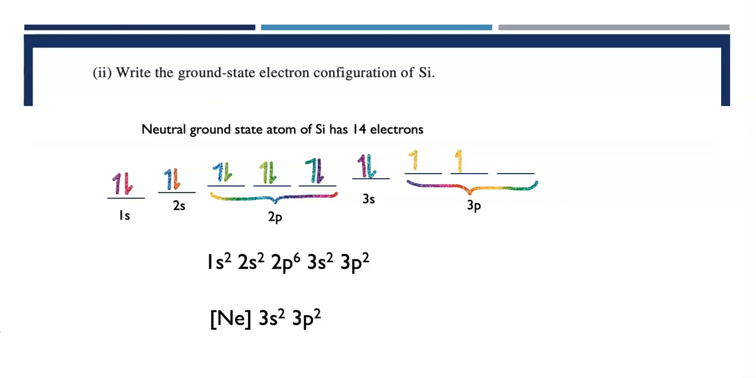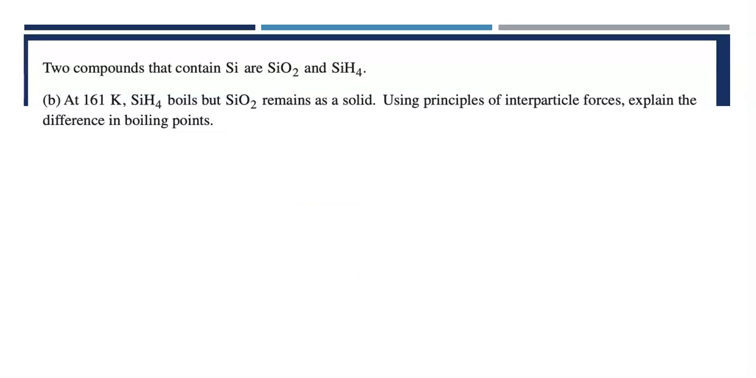Alternatively, I could have written noble gas configuration, so use the symbol neon to represent the first 10 electrons, and then represent the valence electrons, 3s2, 3p2. Any one of these would be appropriate and would get you full credit. Go with the one that you can write the fastest. Two compounds that contain silicon are SiO2 and SiH4.